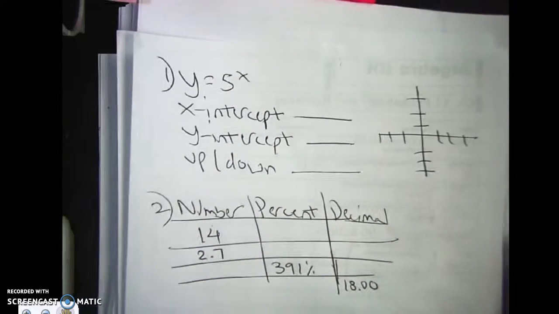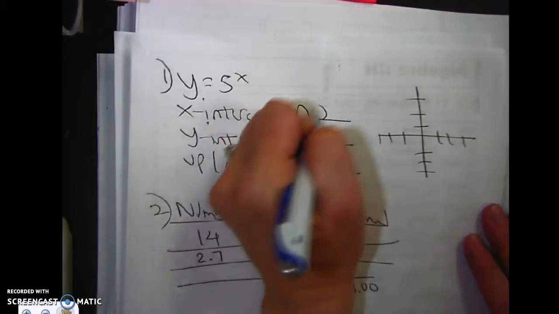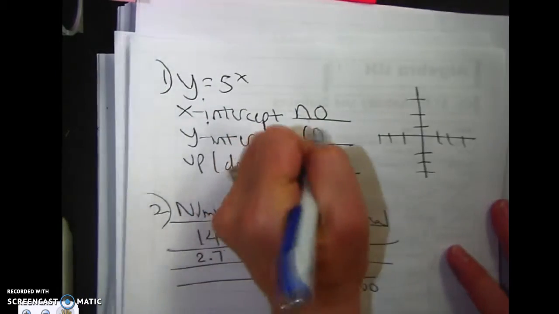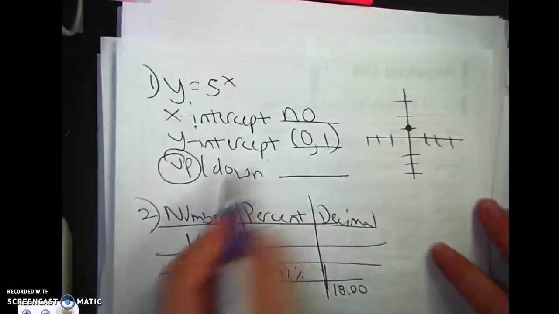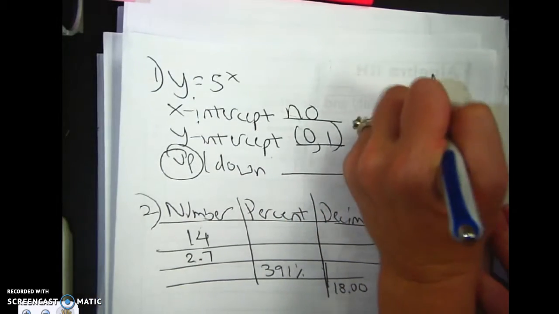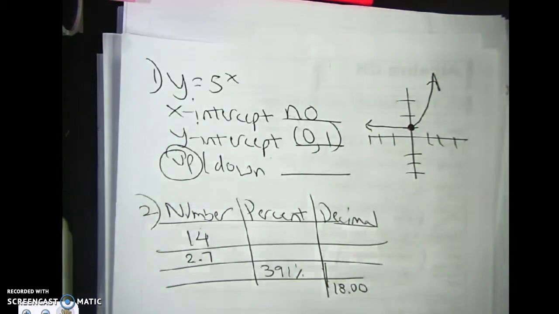So the first thing I'm going to ask you to do is find these things. The x-intercept, there is no x-intercept. The y-intercept is (0, 1). And this is going up. So I just draw an exponential going up. That's it for number 1.